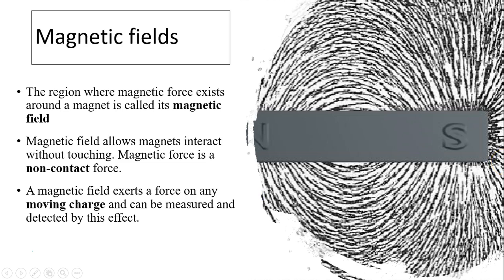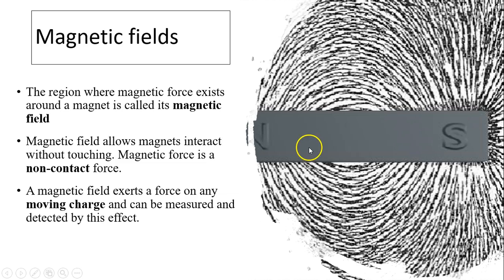Magnetic fields. The region where magnetic force exists around a magnet is called a magnetic field. It's very similar to the charge. The region around the charge is an electric field. The region around the mass has a gravitational field. It's the same concept. So a magnetic field allows magnets to interact without touching. Magnetic force is another non-contact force, just like gravity and electric force. A magnetic field exerts a force on any moving charge and can be measured and detected by this effect.